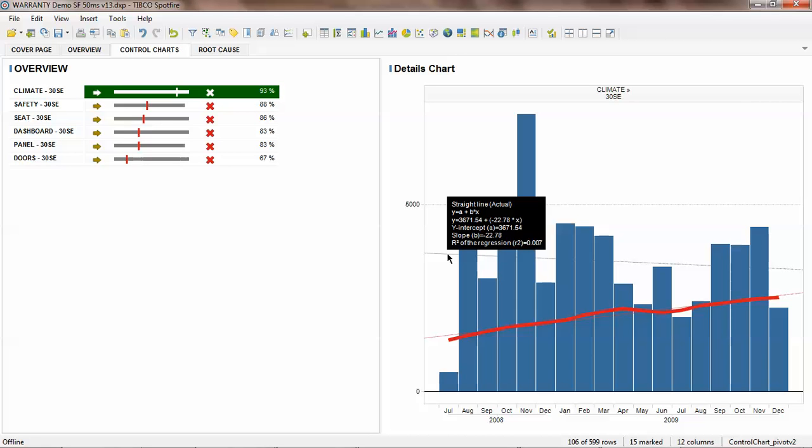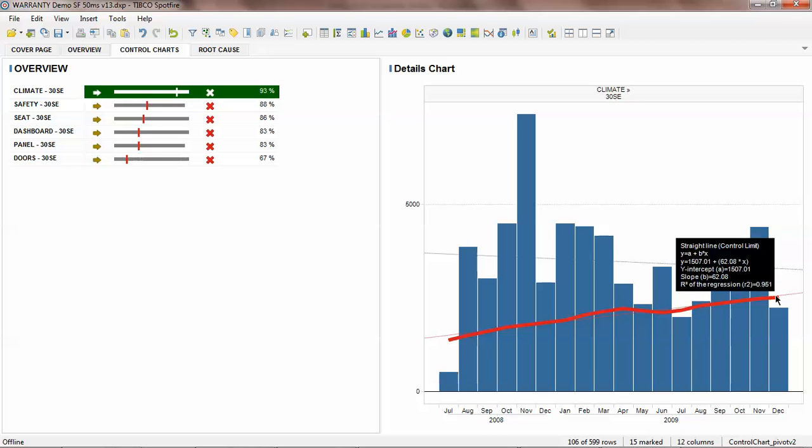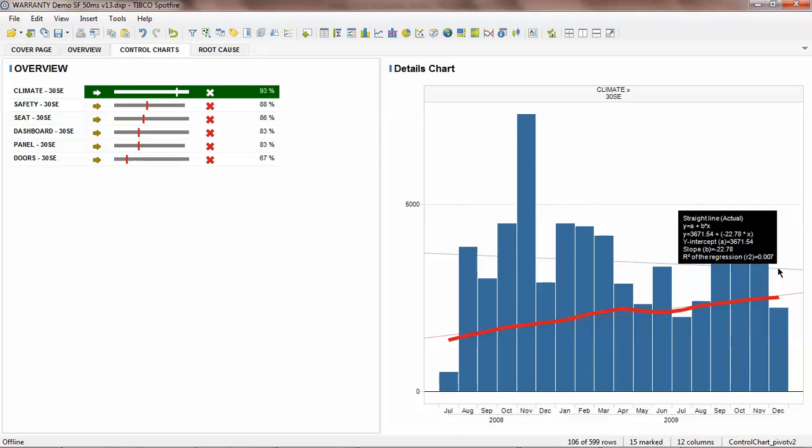although my warranty claims have been more expensive historically than I expect, the overall trend is actually that they are decreasing, and that my control limit, which I would expect to rise over time as vehicles get older, and the trend are actually converging. So maybe this issue isn't quite as important as it appeared from that static pie chart on the opening screen.